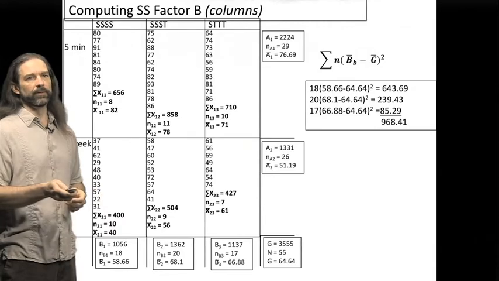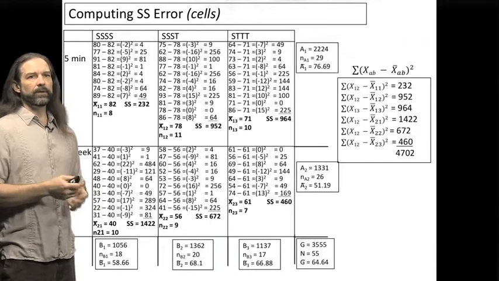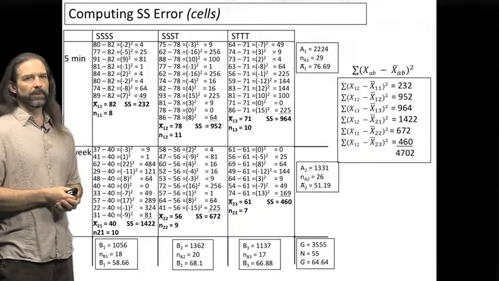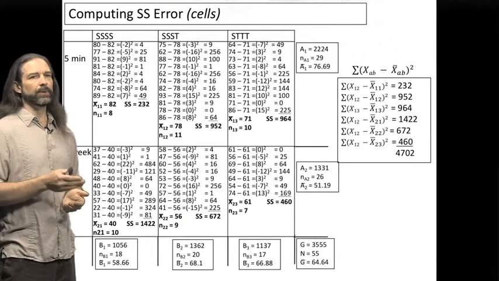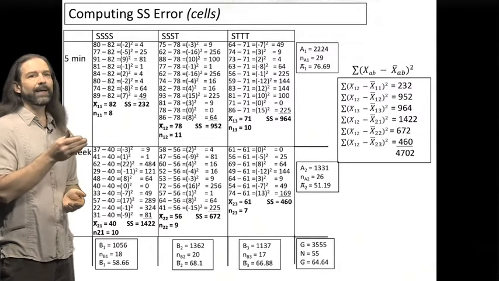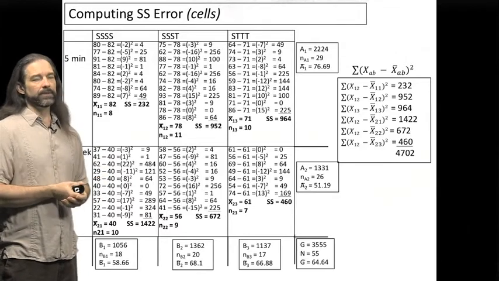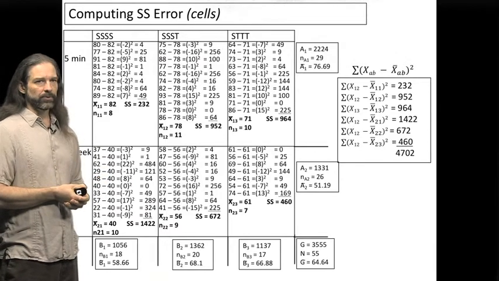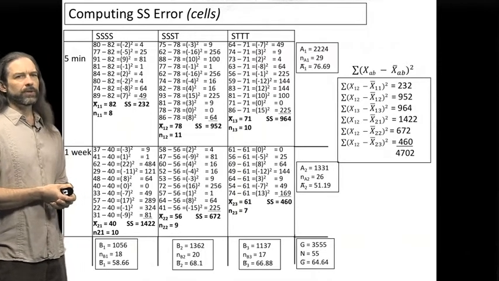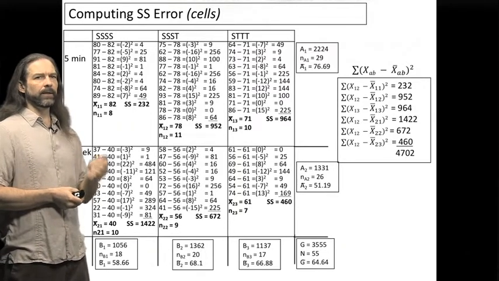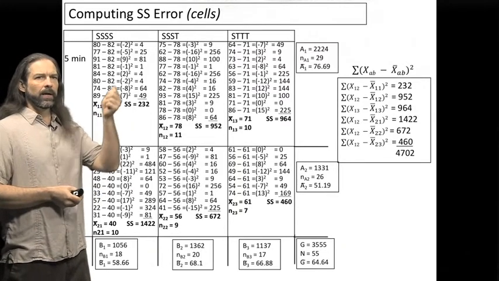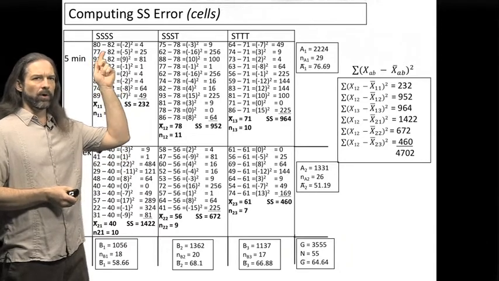Cells, rows, columns, where am I at? I'm back to cells. So now what I need to do for the error term is simply, as the equation asks, compute the sum of squares in each cell. By this time, you should have done sum of squares multiple times. You should be very comfortable with it. Just to very quickly reiterate, again, I have the individual cell mean. I take each individual score and subtract that mean for the cell.